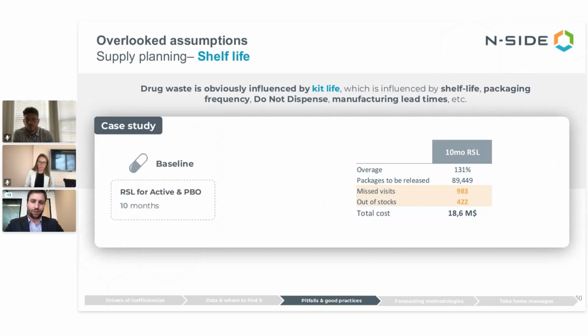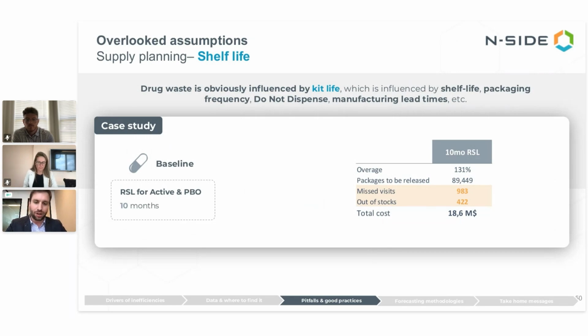To take a first example, we have the drug shelf life. We know that the shelf life can really be a limit and a blocker in a trial if you have a short drug shelf life. Let's imagine that we have this example with a remaining shelf life of 10 months in your trial, and you optimize all your IMP release plan based on this shelf life of 10 months.